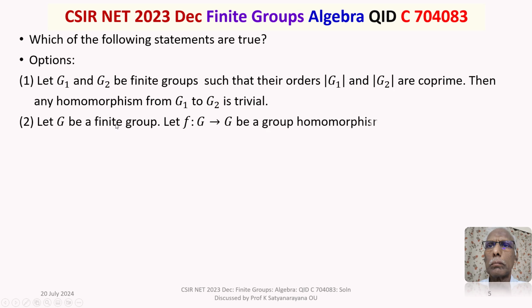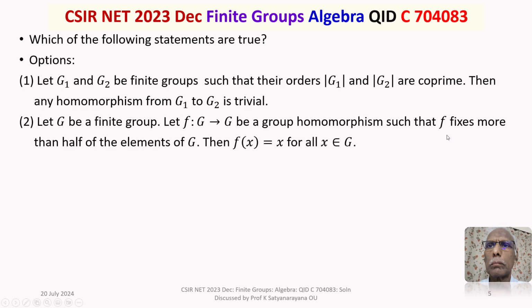Option 2. Let G be a finite group. Let F from G to G be a group homomorphism such that F fixes more than half of the elements of G. Then F of x is equal to x for all x belongs to G. We have a group G and it is a finite group, and F is a given homomorphism from G to G such that F fixes more than half of the elements of G. That is, F fixes means F of x is equal to x, and it fixes more than half of the elements of G. Then required to prove such a homomorphism is the identity homomorphism. That is, F of x is equal to x for all x belongs to G.